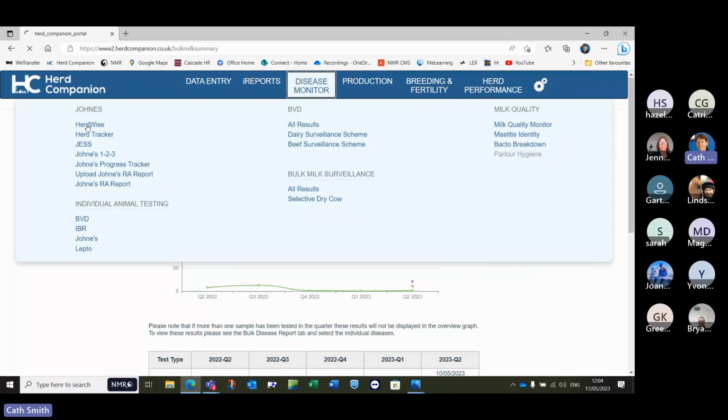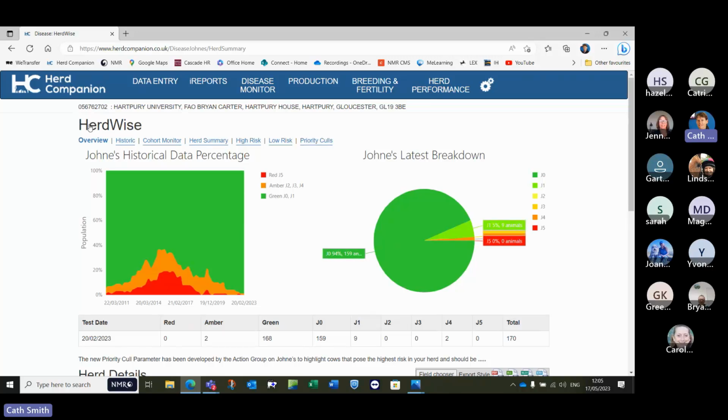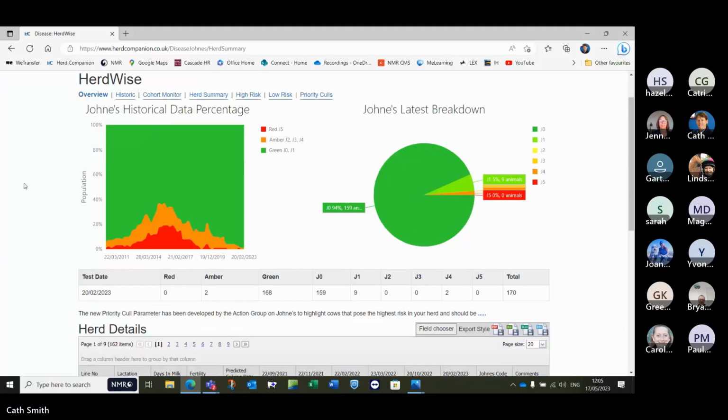Perhaps more importantly, speak with your vet or consultant in terms of what level of testing would be best suited for you. But certainly HerdWise is thorough. It will give you a sense of trend. Johne's, as you probably know, fluctuates in its presence and prevalence, so it's important that you do test regularly to not miss out on any cows that might be hiding but actually shedding higher levels elsewhere.